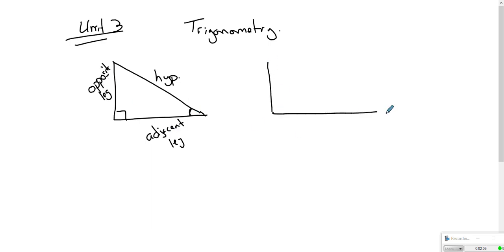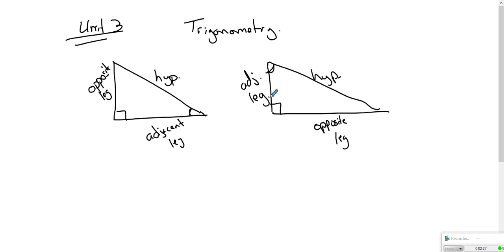Now, if I had this exact same triangle and the hypotenuse is here, if you instead were right here, notice now the opposite leg wouldn't be this leg, right? If you're right here, the opposite leg would be over here. And this leg right here would be the adjacent leg. I'll abbreviate this time. So that's the first thing you need to be able to do, is from one of these angles, identify what's the opposite, what's the adjacent, and what's the hypotenuse.